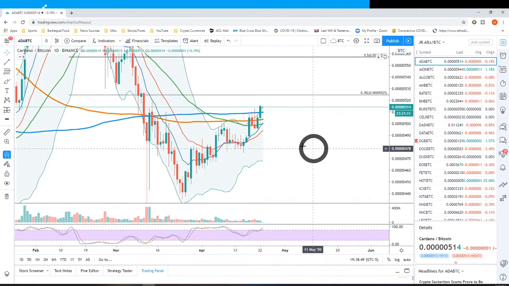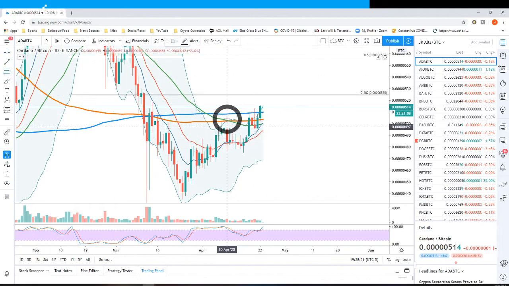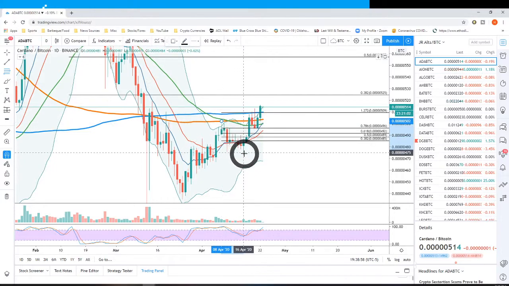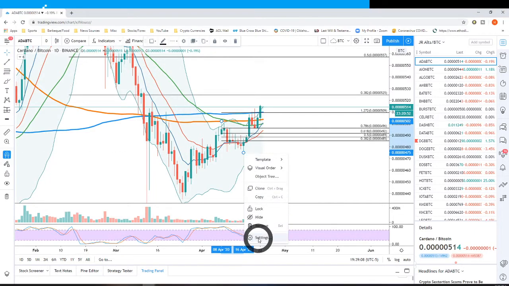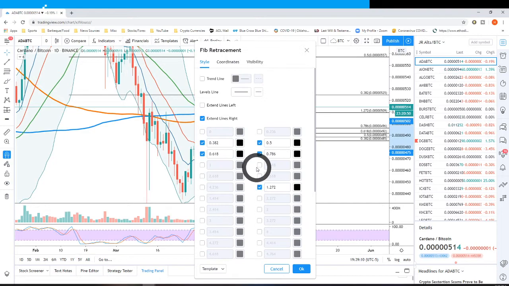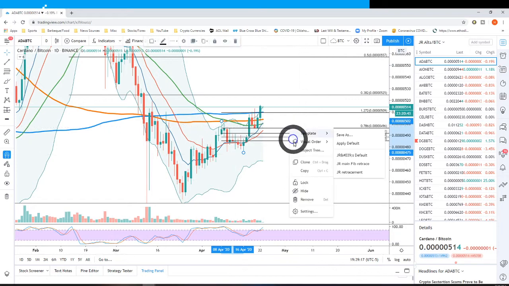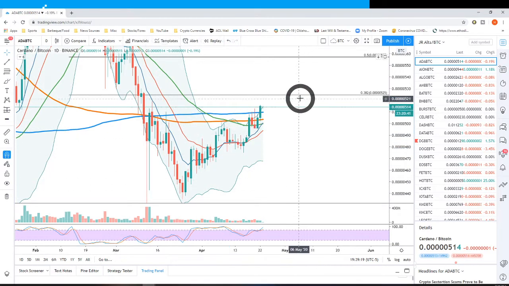And just for giggles and grins, let's do this as well. See if we got any kind of fib cluster. It looks like a 1272. We'll see. Nope. I was way off on that. Maybe the 161? Nope. Okay, no fib clusters. So we'll get rid of that.